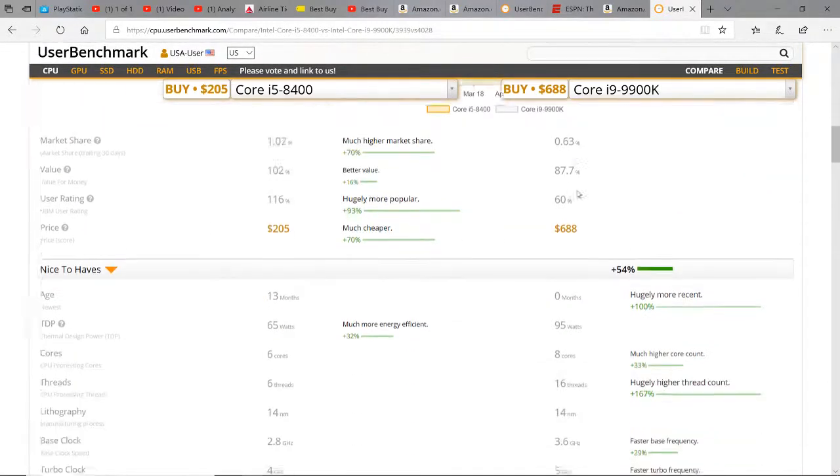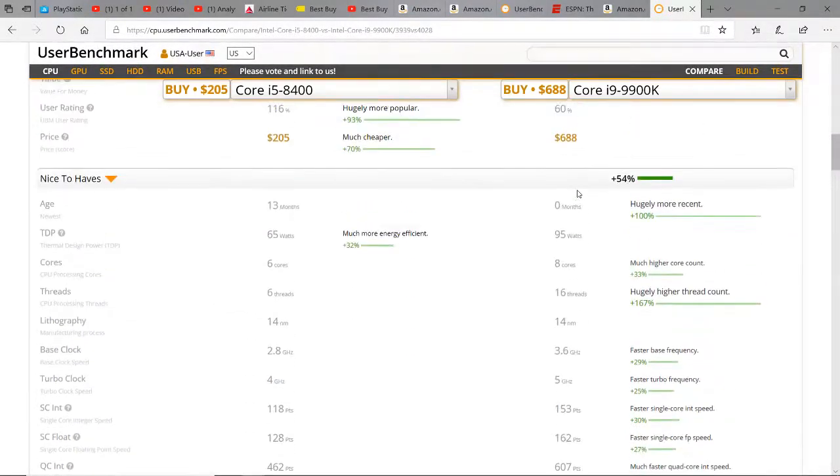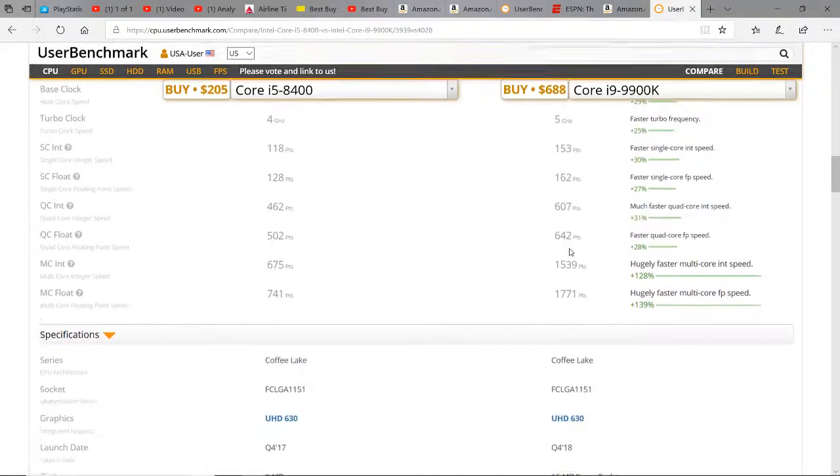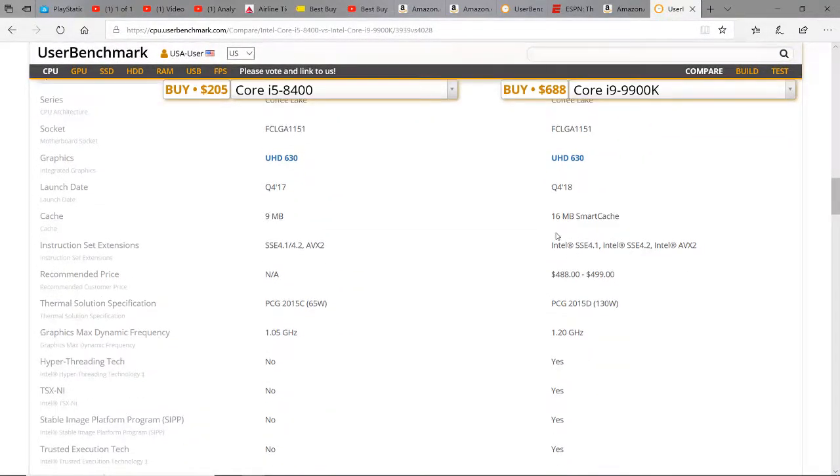So 95 watts, doesn't use as much power, so they were able to reduce that. 16 megs of cache, that's pretty amazing.